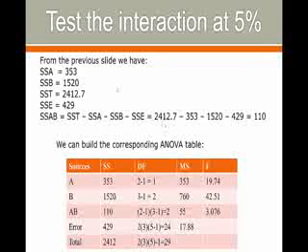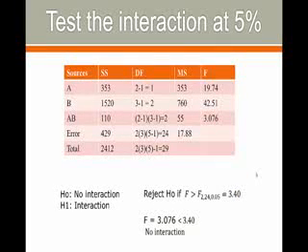Now I can build the table. From the previous slide, I have my SSA, SSB, SST, SSE, and the interaction again is the total minus SSA minus SSB minus SSE. It gives me 110. I have my full table. I calculate my mean square and the corresponding F value. Let us now test at 5% whether we have interaction: no interaction against interaction. We reject H0 if F is greater than the F value from the table. Let's look at this carefully. I'm looking at the interaction.